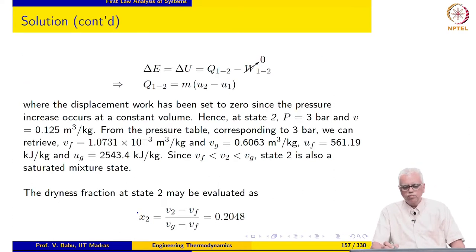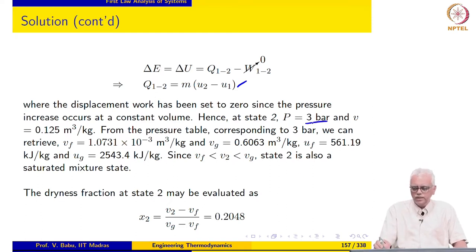For process 1-2, if we apply the first law, we get delta E equal to delta U. Again, no change in KE or PE. W12 is 0 because it's a constant volume process. Displacement work is 0. There is no other form of work. So the heat that has to be supplied to go from state 1 to 2 is given by this expression. At state 2, as I said before, P2 is 3 bar and V2 is equal to 0.125.